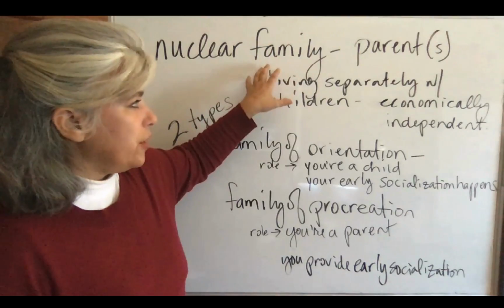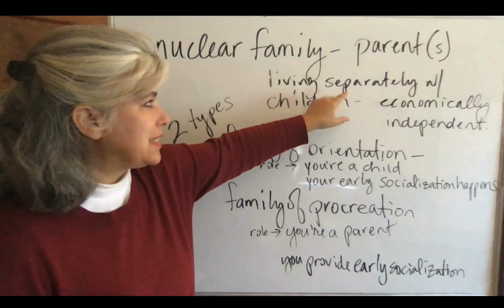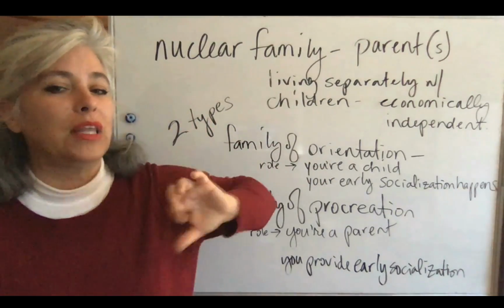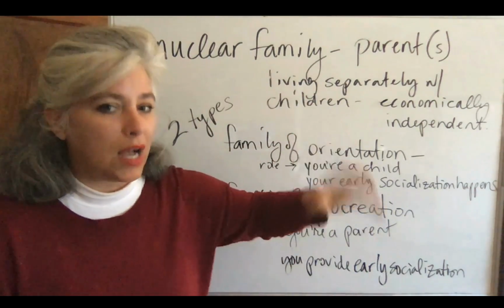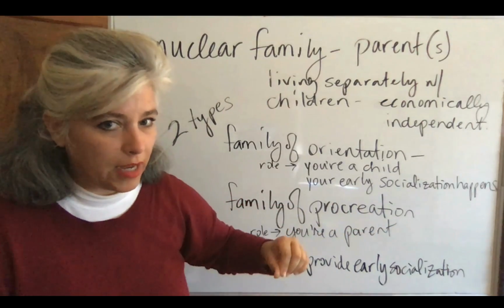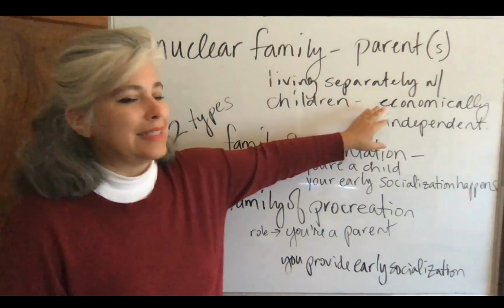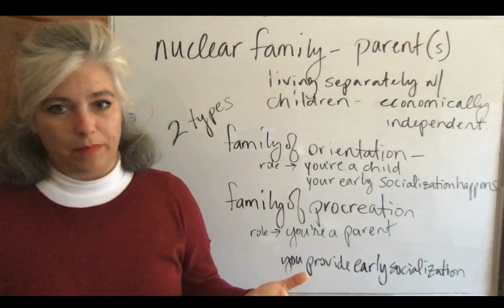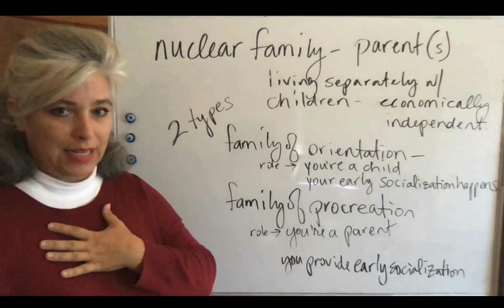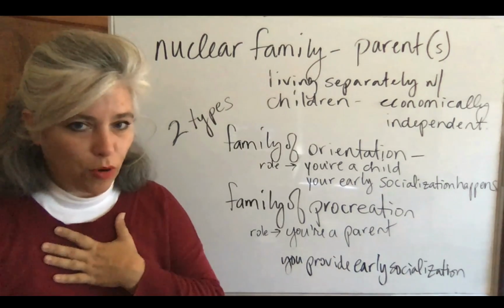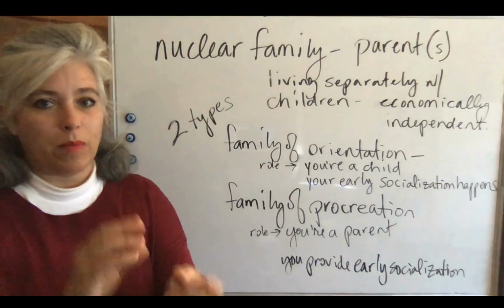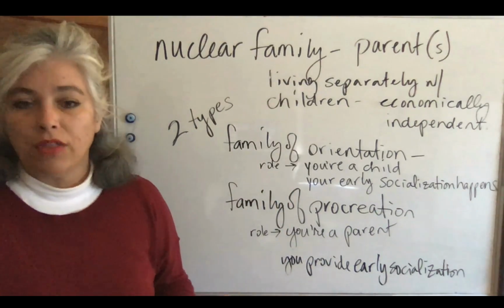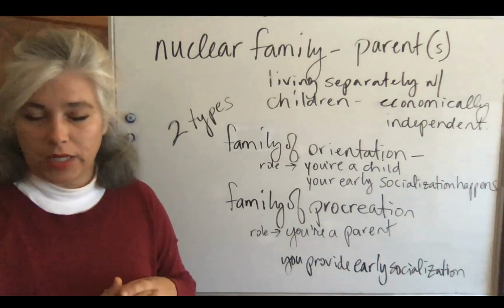So nuclear family is parent or parents living separately. When I say living separately, that means living separately from mom, dad, aunt, uncle, cousins, siblings, and their kids. Living separately as an independent economic unit. And that's where we get this standard of living thing from. In our society, in our socialization process, which is the learning process that we begin as soon as we're born, we learn how to function in the social situation that we were born into.